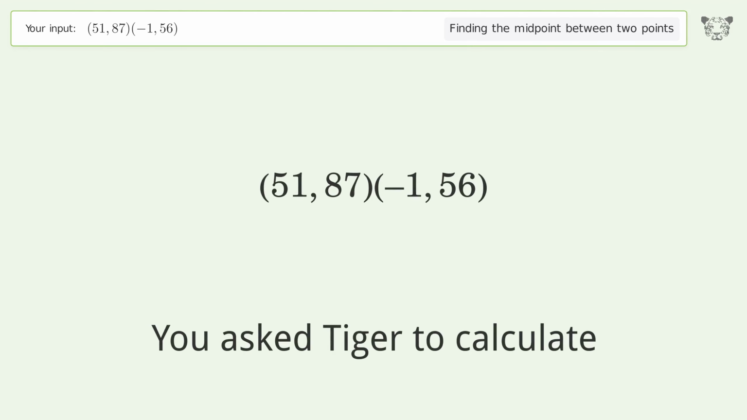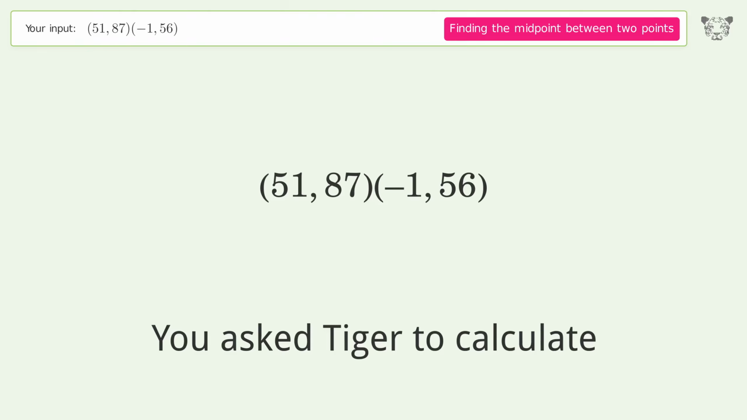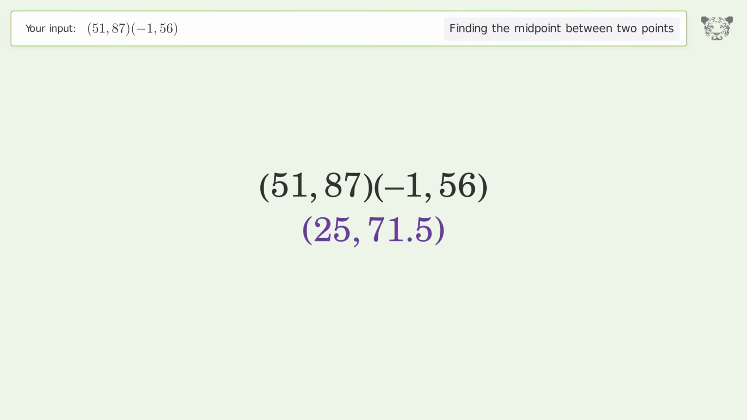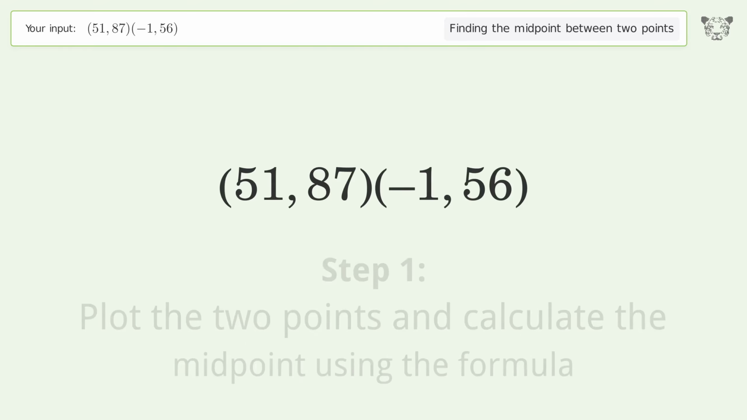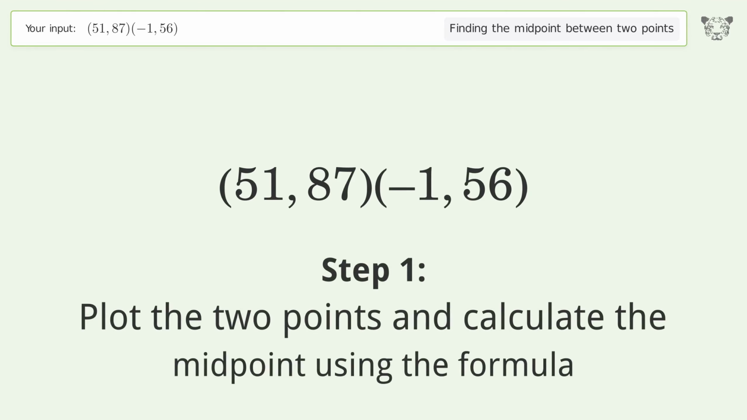You ask Tiger to calculate. This deals with finding the midpoint between 2 points. The midpoint between the 2 points is 25, 71.5. Let's solve it step by step. Plot the 2 points and calculate the midpoint using the formula.